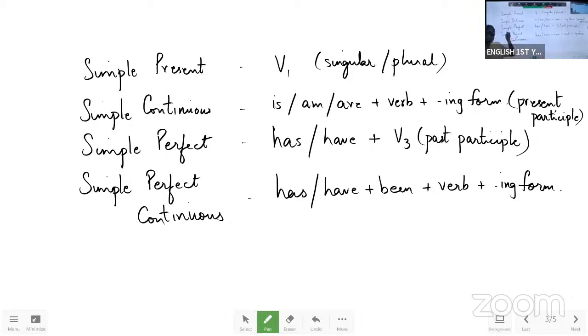Here is the table. This is present tense. In each, this is how you go about writing. In a simple present, you use the base form of the verb, singular or plural. Then simple continuous, action still going on, is singular, are is plural. Am is used with I only. Plus verb plus present participle. Simple perfect.